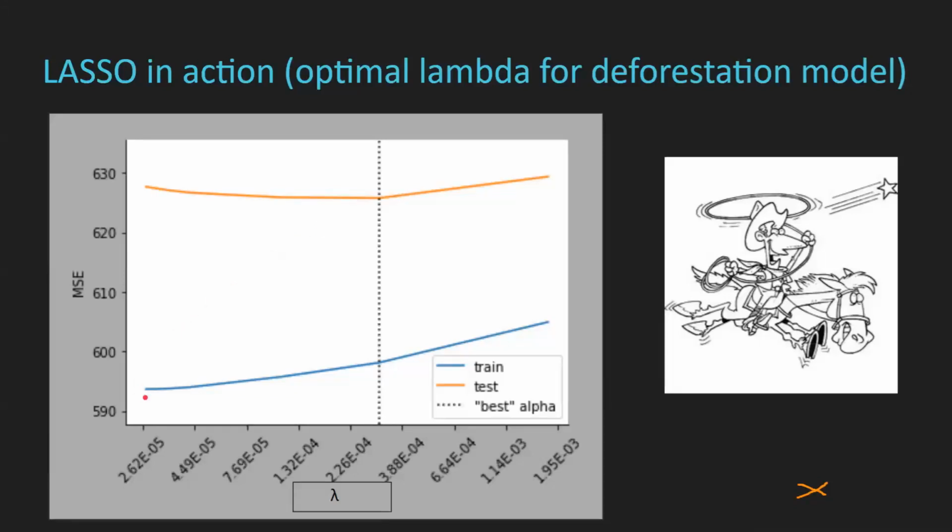Well, we see also that for the train part, which is not really so relevant, we have increasing mean square error as we increase the penalty. That is not surprising because we know the more variables we have in there, so the further we are over here, the lower the mean square error or the higher the R square of our model.